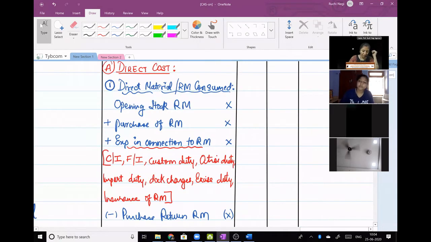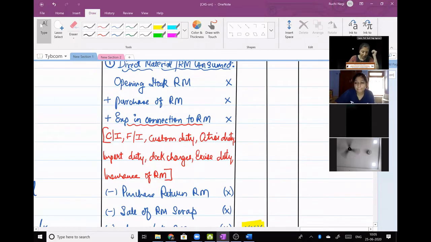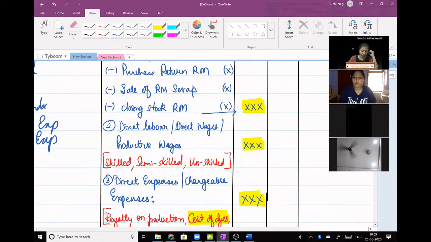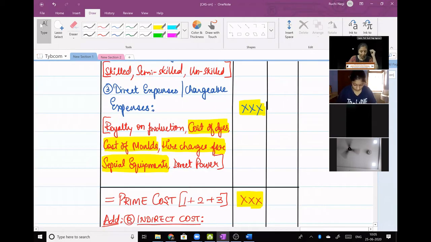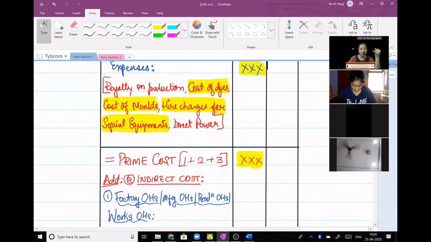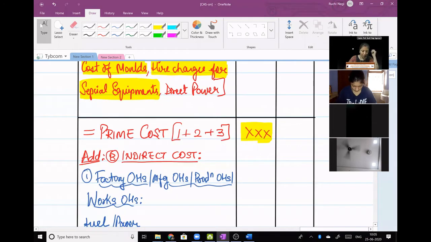This part. We had done this CAS 1 cost sheet for the year ended. Units produced, units sold, amount and the cost per unit column. Then we did direct material, direct labor, direct expenses, and I explained direct expenses as well. The total of the three, that is direct material, direct labor, and direct expenses, is nothing but your prime cost. So now today we'll start with indirect cost.